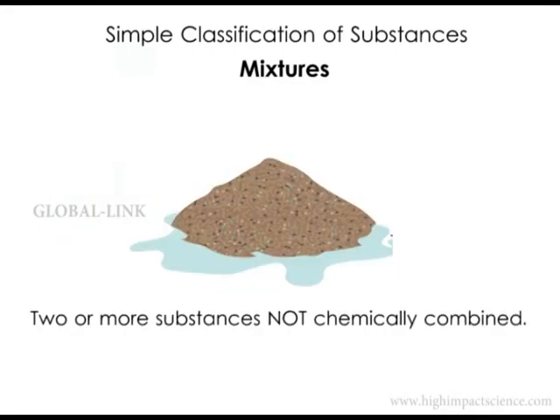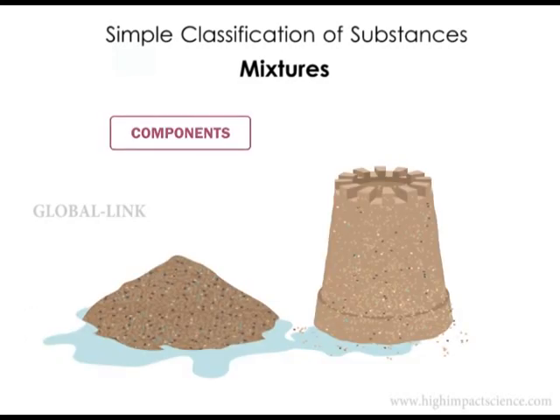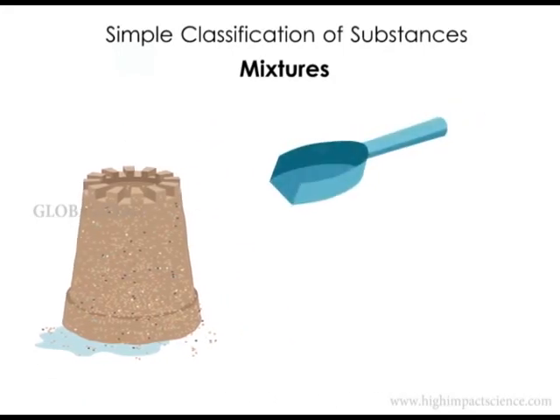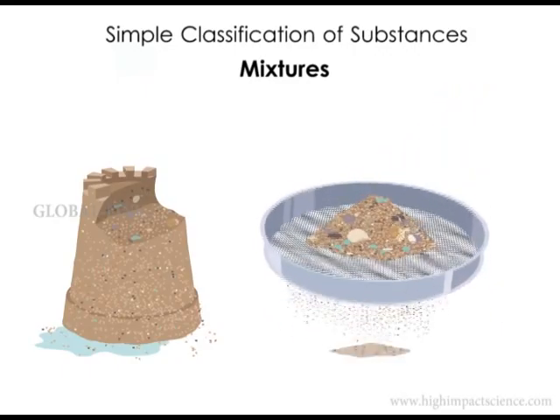A mixture is made up of two or more substances that are not chemically combined. Therefore, mixtures do not have specific chemical properties. Their properties depend on the substances or components that make them. The component of a mixture can be extracted using appropriate separation methods.